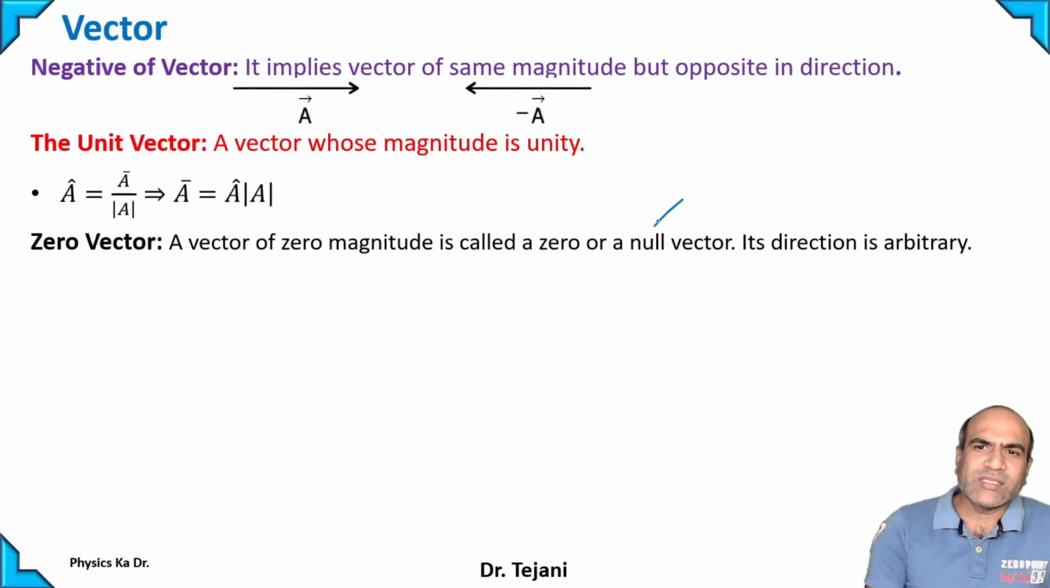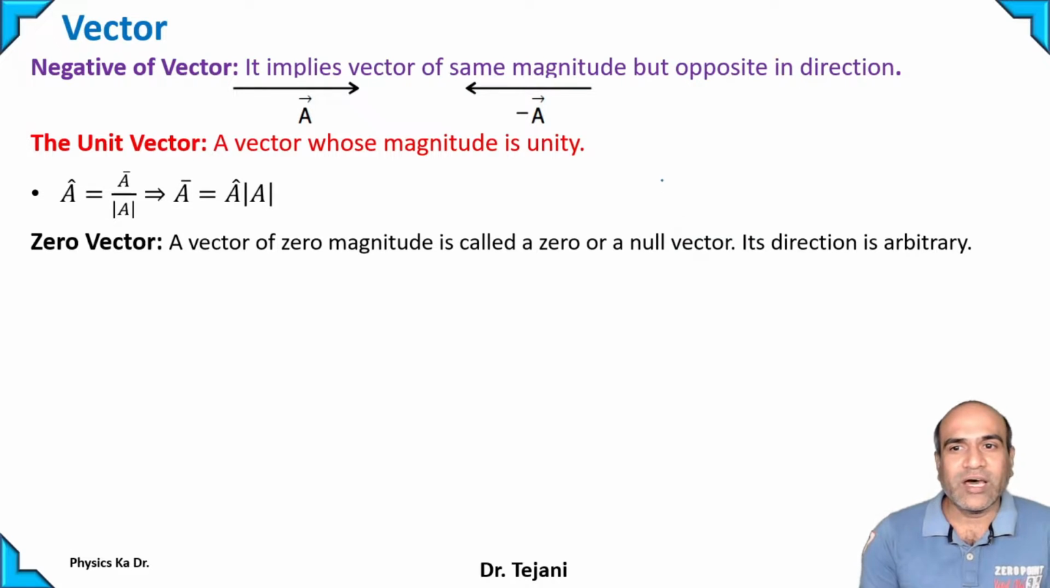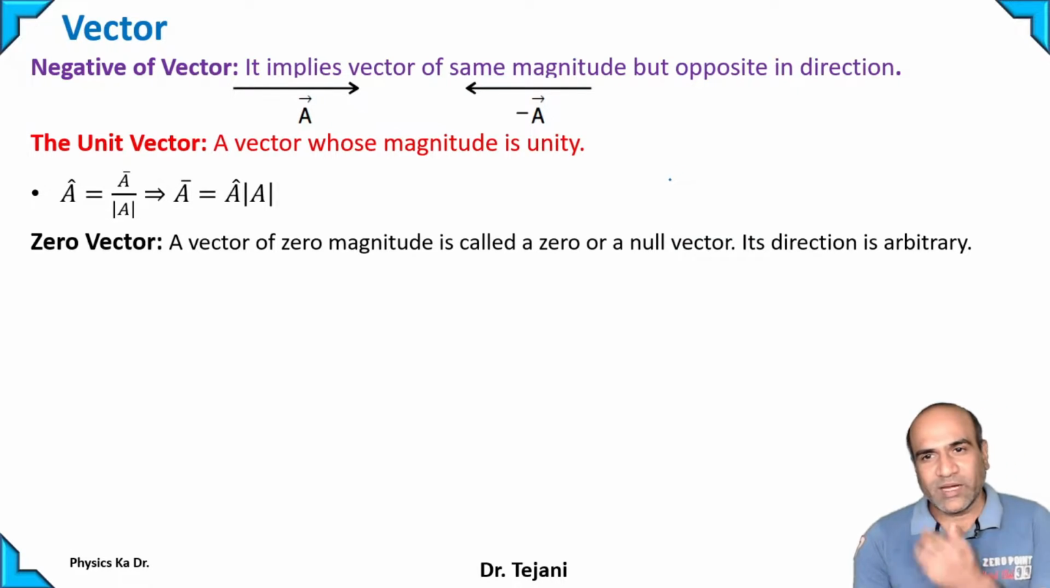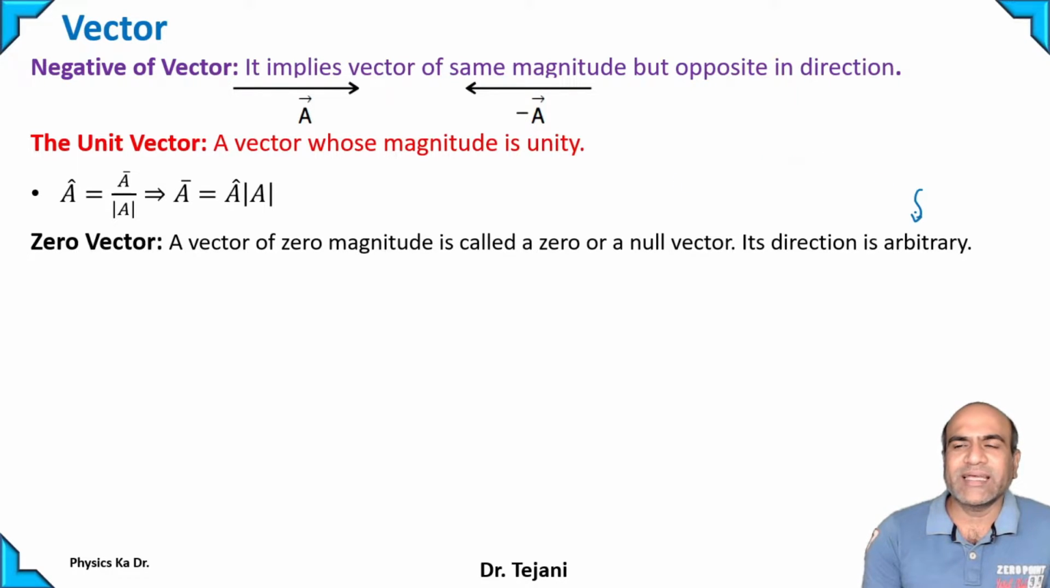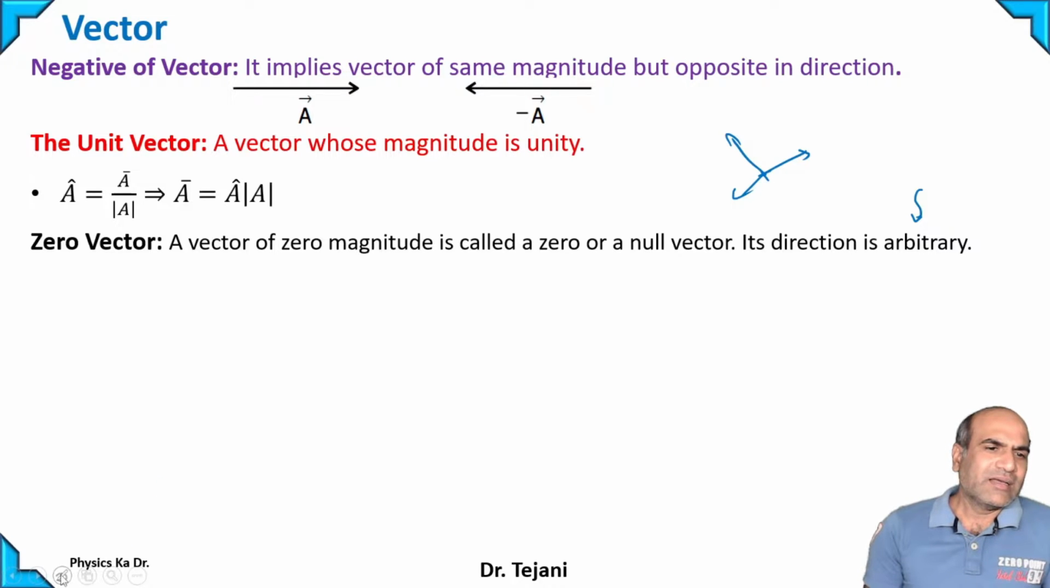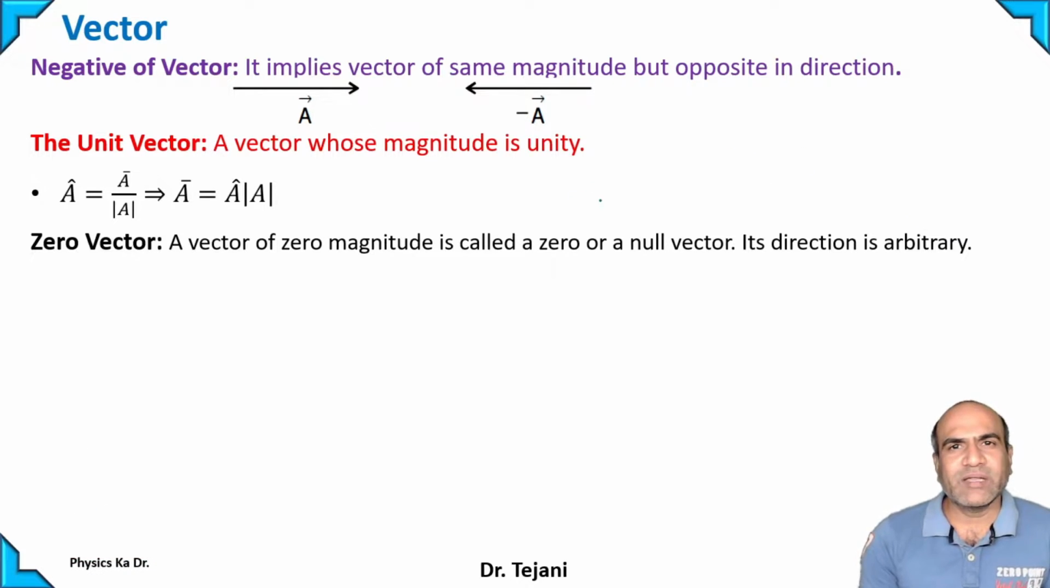And it is also known as null vector, right? If you have some question during your examination and it mentions null vector, that means it's a 0, and its direction is arbitrary. That means random. It is not having even a direction, you can say, or it is having random direction. It can have x, y, z, whatever. So it is having a direction which is arbitrary, means random.